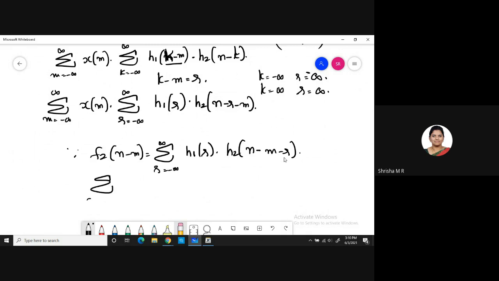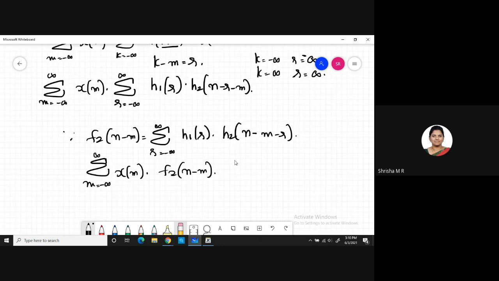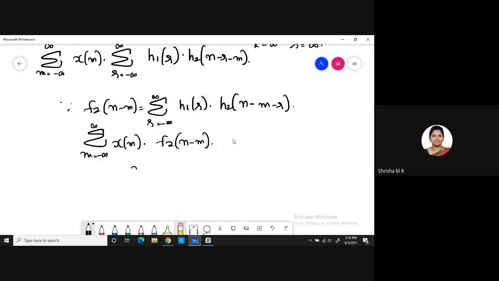So we have summation m equals minus infinity to infinity x of m. And f2 of n minus m is this term: summation r equals minus infinity to infinity h1 of r into h2 of n minus r minus m. It's the same, these two. So we can write summation m equals minus infinity to infinity x of m into f2 of n minus m. Okay. So using convolution sum, we can write it as x of n convolved with f2 of n.